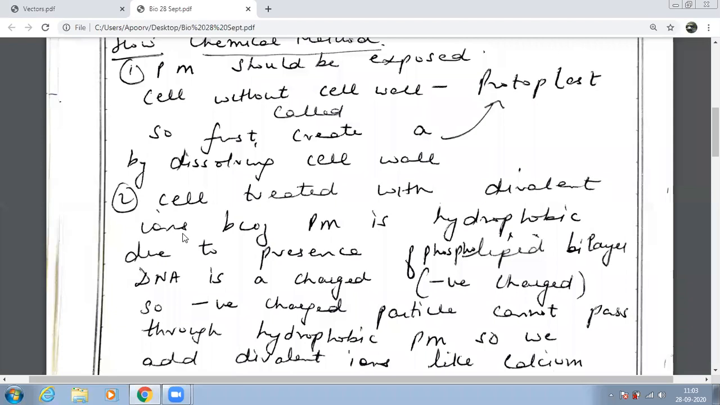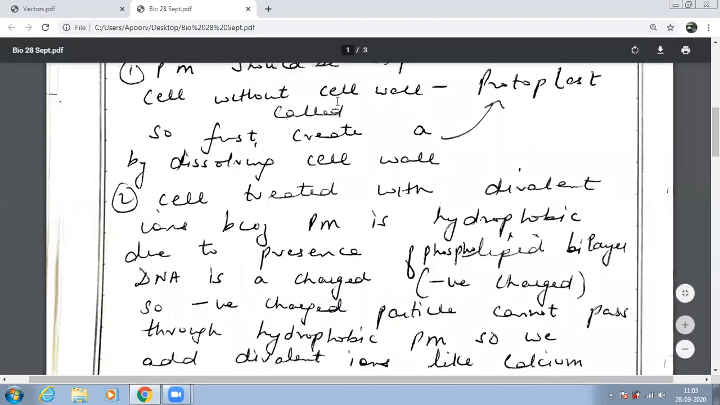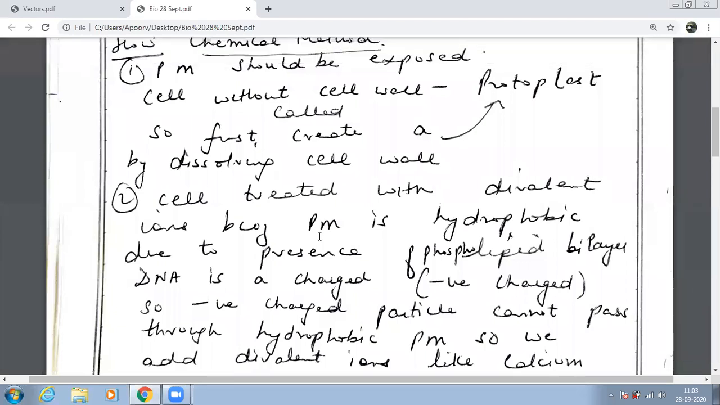Everybody knows what divalent ions are? Chemistry you've done, valency 2. The question arises, why do we treat them with divalent ions? Because the cell wall we have already broken. Now what is left is your plasma membrane. Your foreign DNA has to enter through the plasma membrane. The cell wall has dissolved, no issues now. But your DNA has to enter the next membrane of a plant cell, which is the plasma membrane.